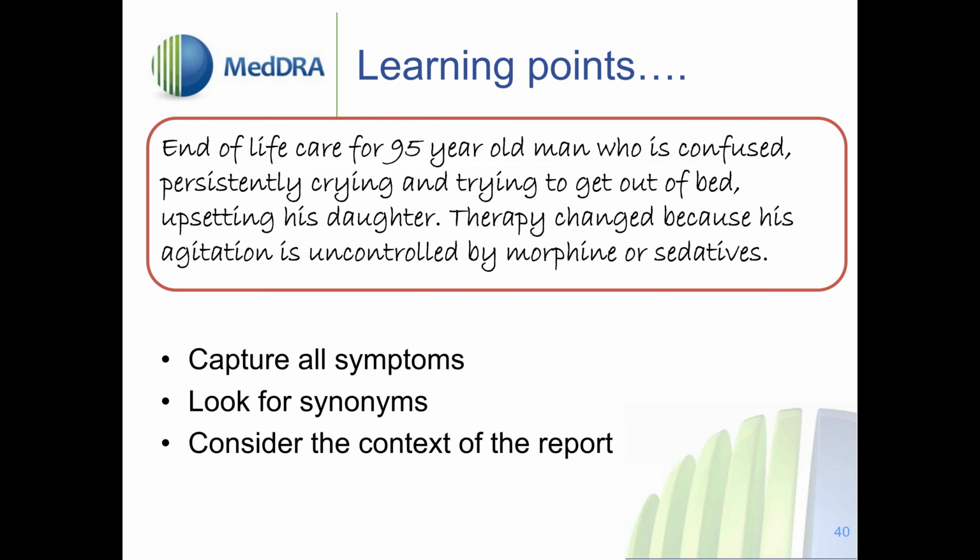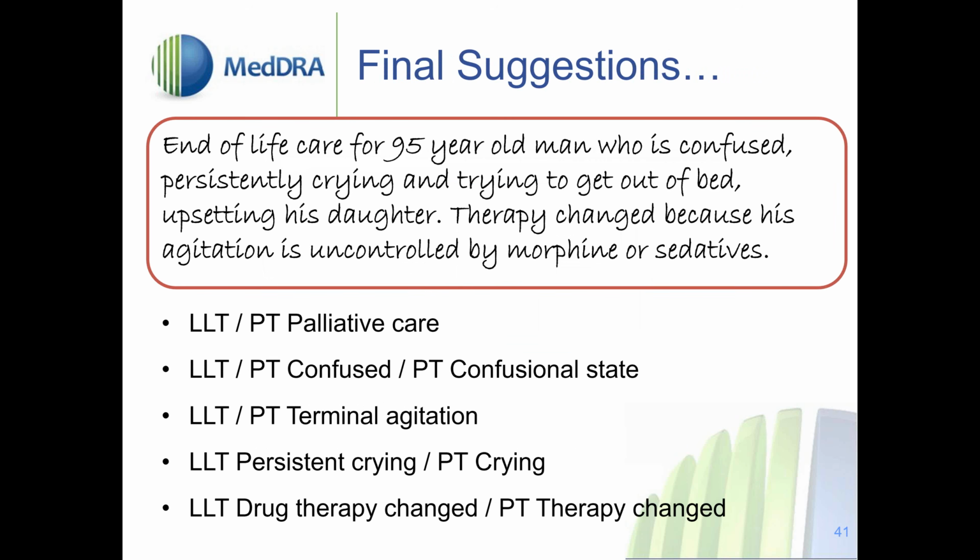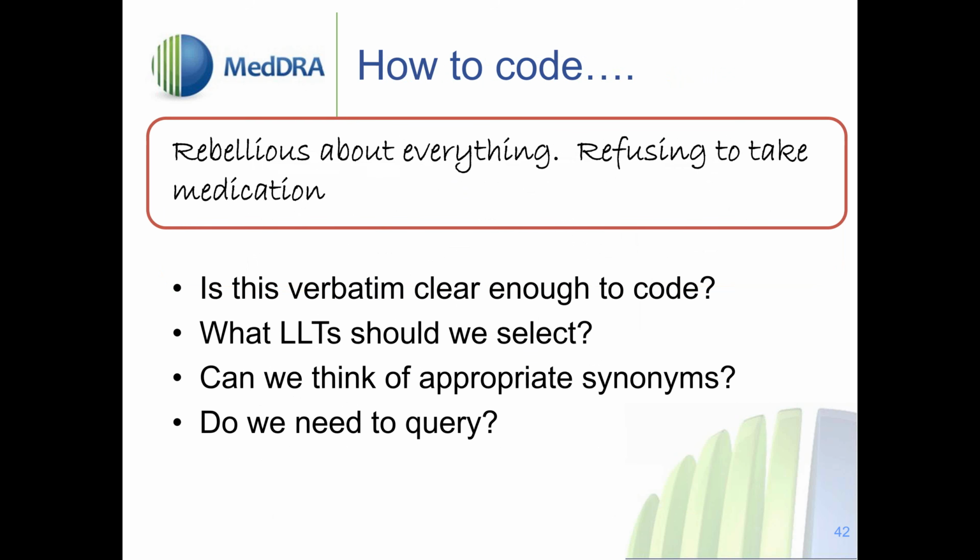So I would look to capture all the symptoms and maybe look for synonyms of that. So we saw that with end of life being either palliative care or hospice care, agitation, terminal agitation in the context of the report. And these are the terms that we found. So if you've got thoughts or comments on that, please do let us know and we can have a chat about it. So I'll hand back to you, Caroline.